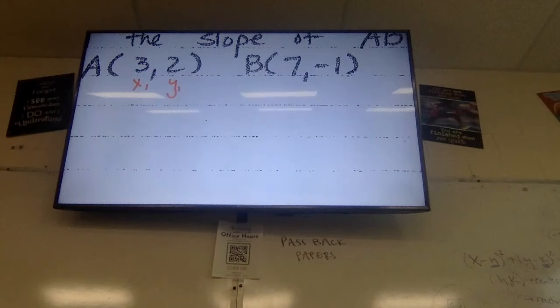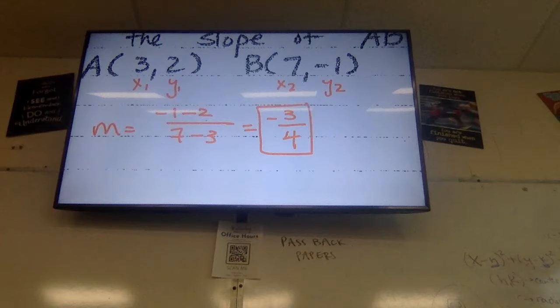We've got x1, y1, and x2, y2. It doesn't truly matter which one goes where, as long as we're consistent. So I'm going to do -1 minus 2 over 7 minus 3. -1 minus 2 is -3, and then 7 minus 3 is -4. Pretty easy.